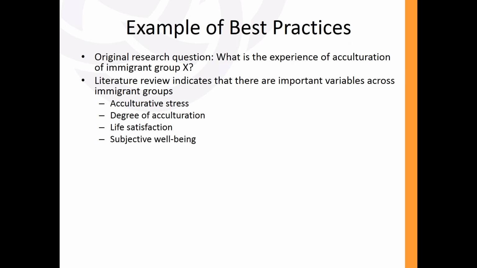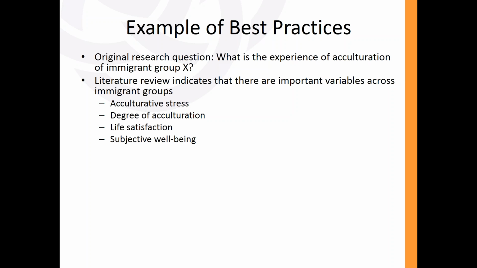Okay. So let's say that the literature review indicates that there are important variables across immigrant groups. So, you read the literature on Japanese immigrants, Australian immigrants, Brazilian immigrants, and European immigrants, and let's just say to the United States. All right, let's just keep a constraint to immigrants to the U.S. And you find that across all of those different populations, these four variables still pertain, right? You have acculturative stress, you have the degree of acculturation that someone attains, you have life satisfaction, and you have subjective well-being. And all four of these are found to be very closely related to the experience of acculturation of all these different immigrant groups.